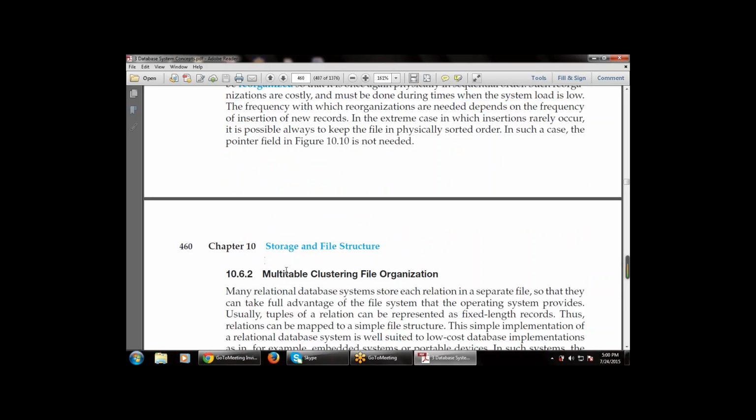Next is the multitable clustering file organization. That is, what is the file organization, and how do we make a multitable clustering file organization? We have to maintain multiple tables and organize the files accordingly.